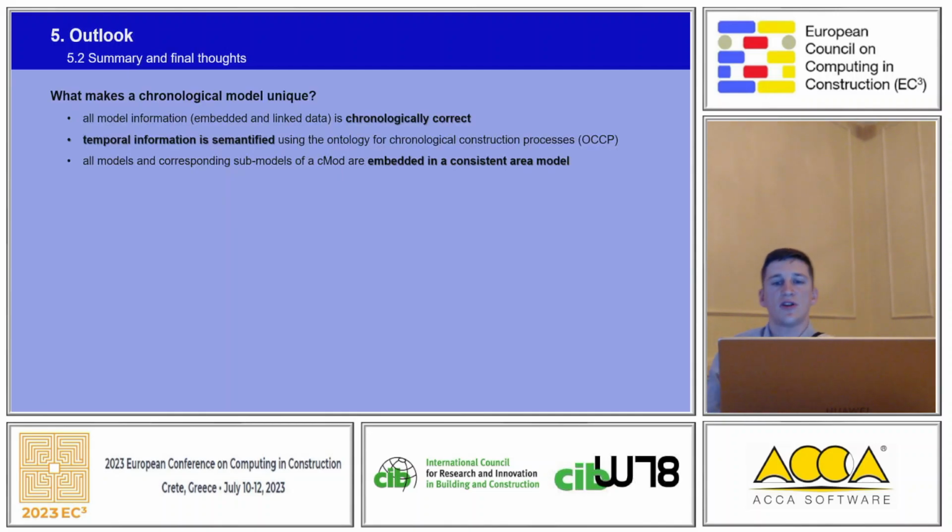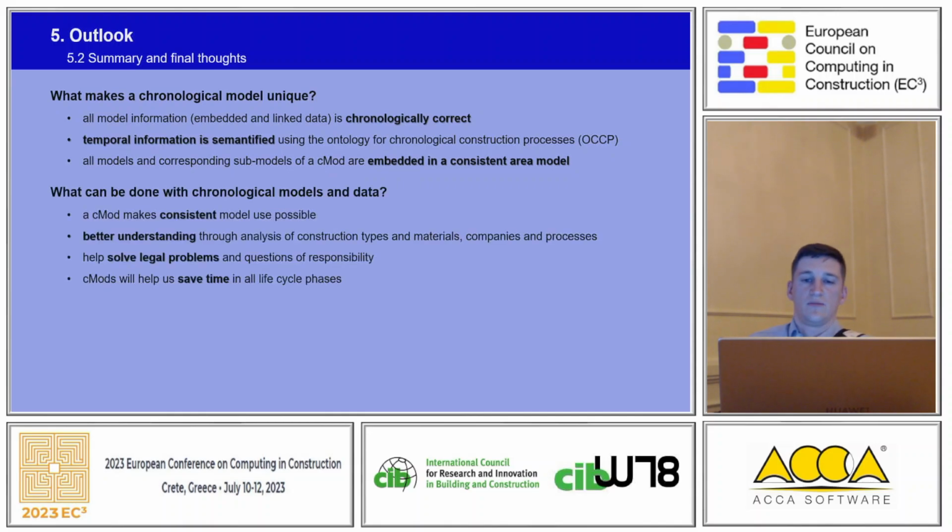So before I finish, here's a short summary and some final thoughts. What makes a CMOD unique? Well, all information that is either embedded in or linked to a model is chronologically correct. But not only that, all temporal information is semantified by our ontology for chronological construction processes, the OCCP. Also, CMODs are modular, and all models and submodels are embedded in a consistent model.